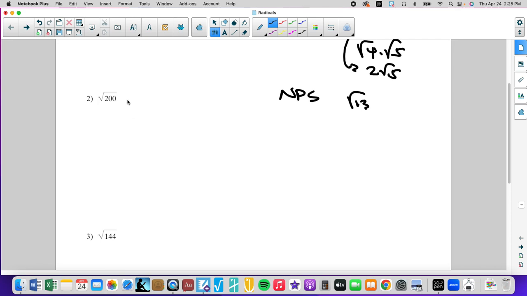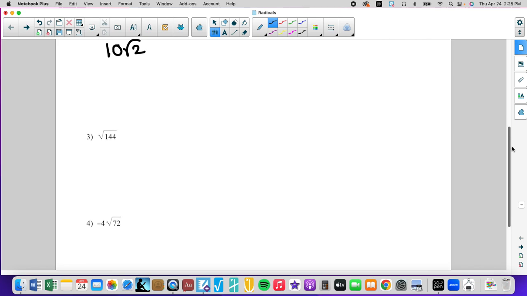So the square root of 200, I'm going to break it up. When I choose what numbers to break it up to, first of all, its product still needs to equal 200, but I chose 100 times 2 because 100 is a perfect square. So I can simplify that to 10 rad 2 because the square root of 100 equals 10. So there is my answer. Square root of 144, I notice that is a perfect square, and that equals 12.